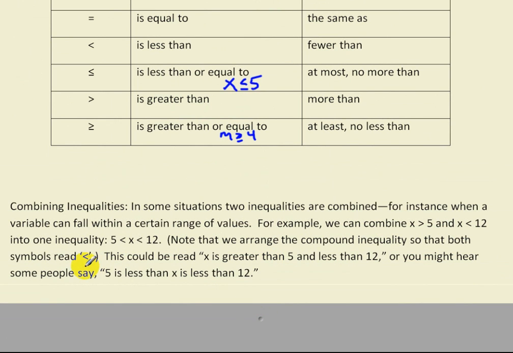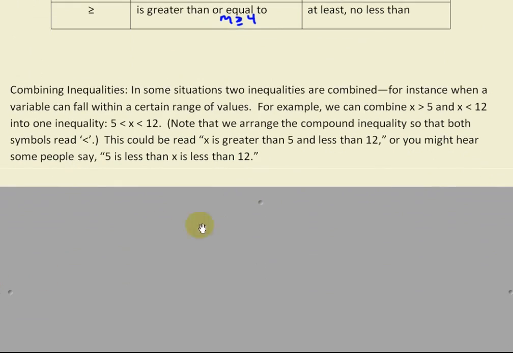Sometimes you could see inequalities combined, and this will be called a compound inequality. And so, for example, sometimes a number can fall between two extremes, a low value and a maximum value. So, for example, if we look at x greater than 5 and x less than 12, we know that x has to fall between 5 and 12. And so the way we're normally going to write this is our minimum value on the left, our variable in the middle, our maximum value on the right.